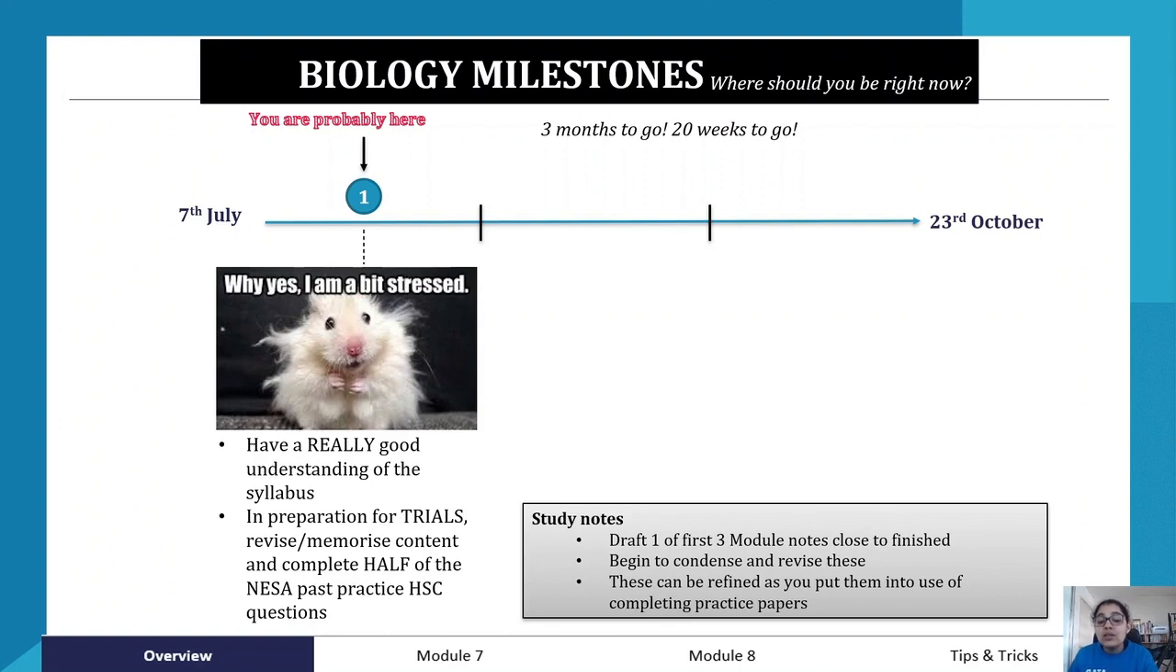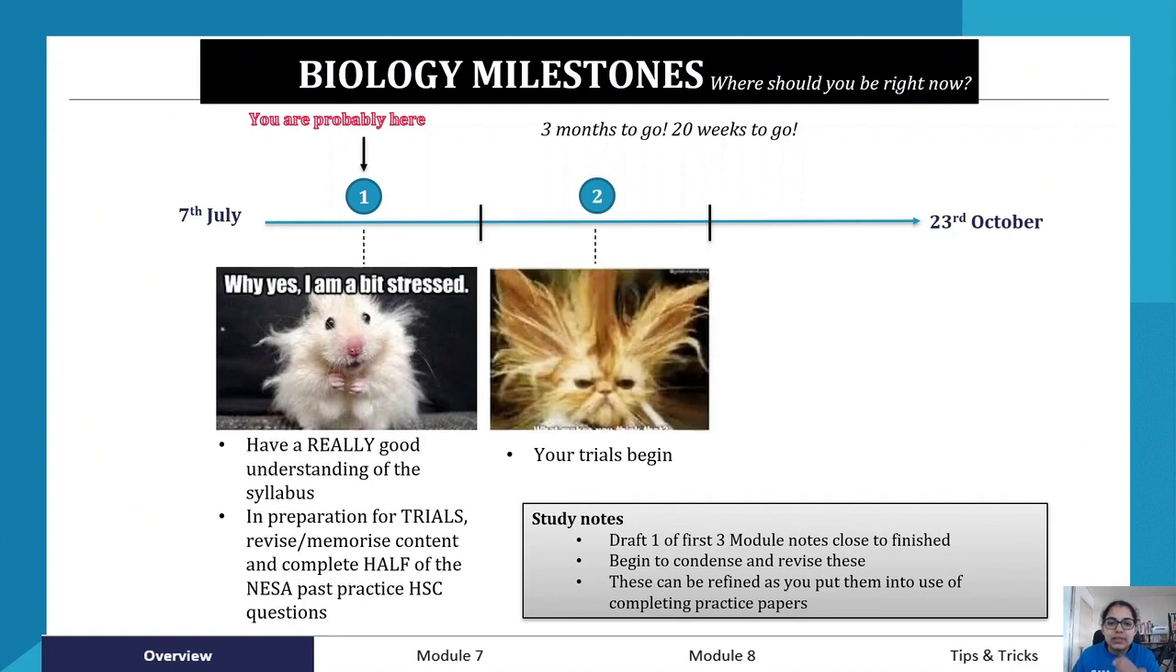So study notes also is something important to think about. Draft one of your first 3 module notes close to finished. Begin to condense and revise them, and you can always do that in tandem with the practice papers, and they can be refined as, like I said, you complete your practice papers.